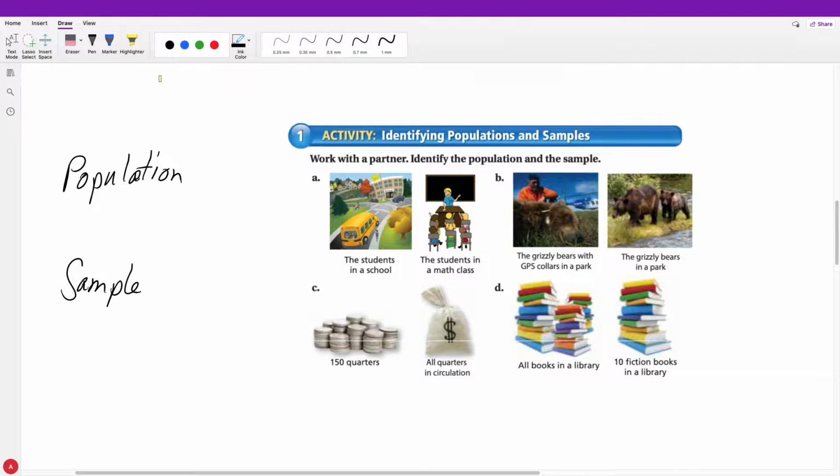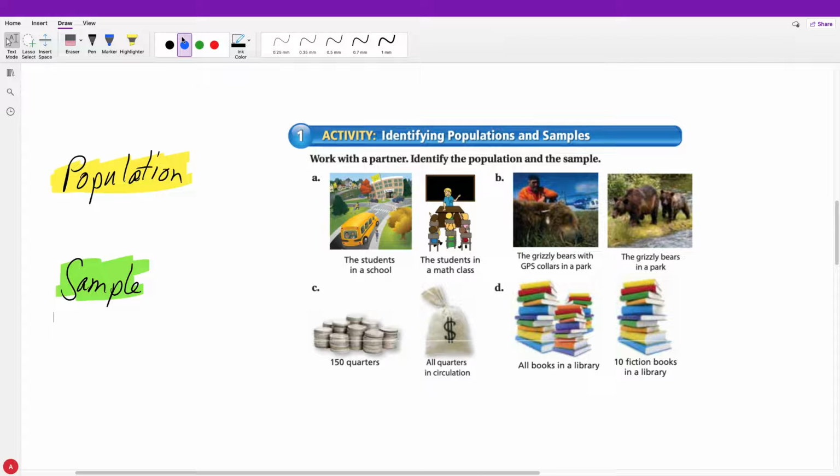Now we're going to go through some examples to try to identify the population and the sample. Anything I highlight in yellow will be our population, and anything I highlight in green will be our sample. So identify the population and sample. For A, we have the students in the school and the students in the math class. When we're trying to identify which one's a population and which one's a sample, we can ask, which one makes up the other?